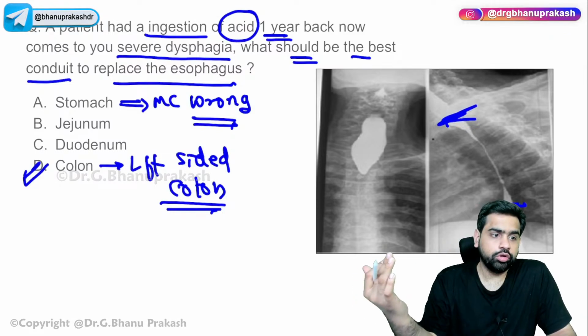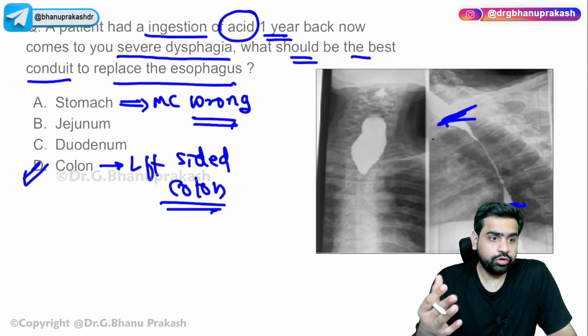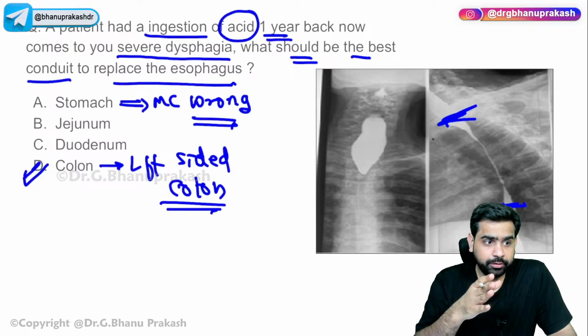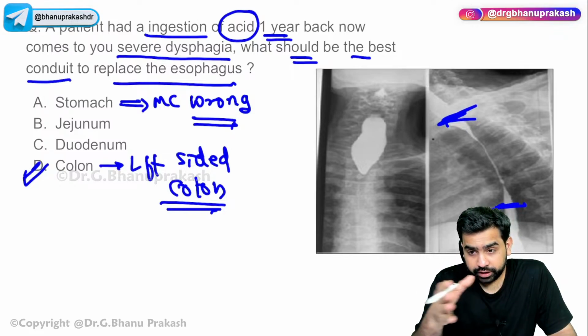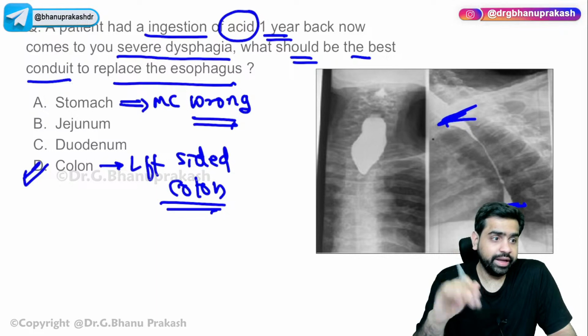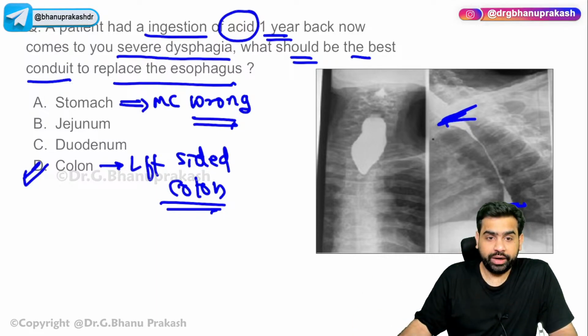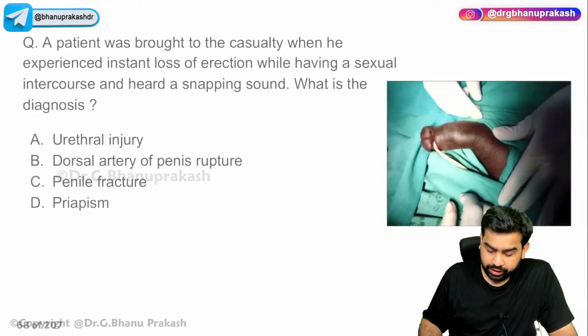And if the colon is also not available for some reason, then what you need to understand is that it is going to be your jejunum. Okay, I hope you're able to understand this point. Right. Now let's move on to the next question over here.